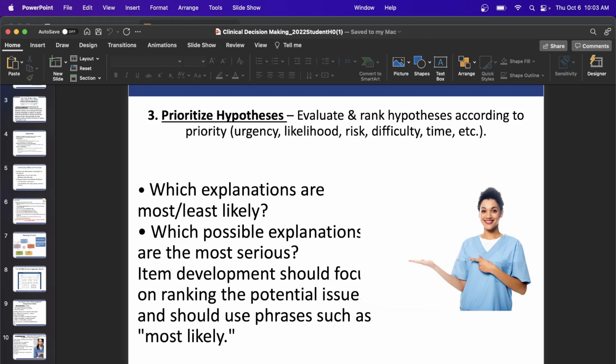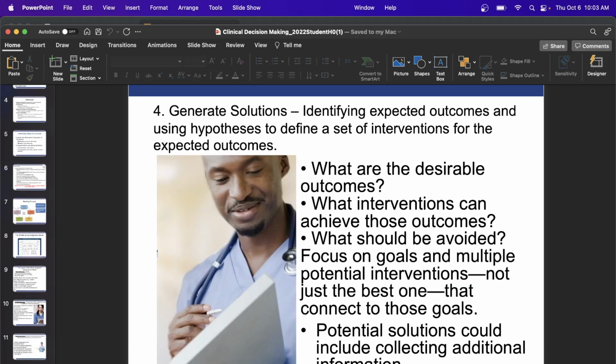So this is then prioritizing our problems. We have to do this because we have to be efficient, we have to manage our time. So we think about what explanations are most likely versus least likely, and which explanations are the most serious. And again, just come back to your ABCs and Ds on that.